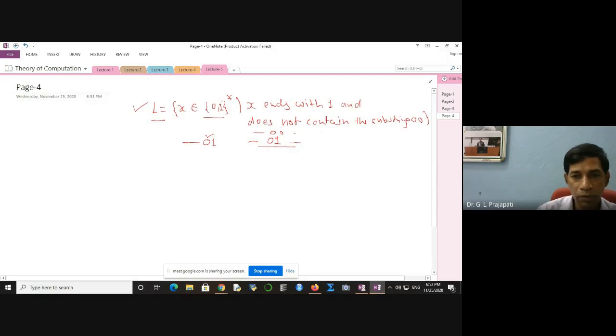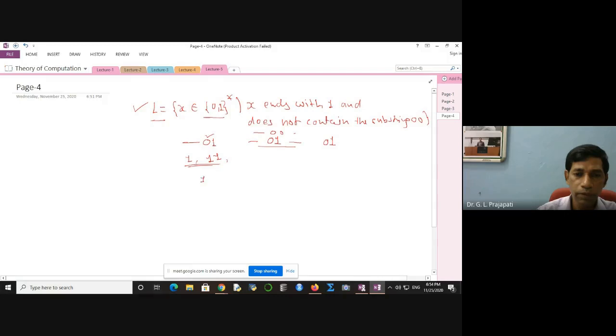So you have to ensure that whenever you have the 0, it must be followed by 1. So either you have the string of ones. So all strings of ones, you can see, string of ones only. So x ends with 1 and does not contain the substring 0 0. So this is also a valid one. So using this kind of property, you can write the simplest regular expression for this.